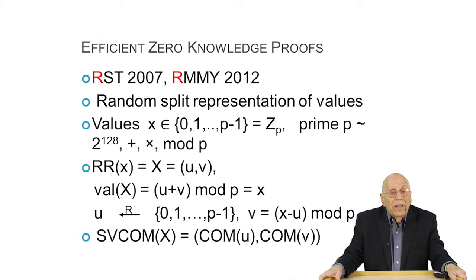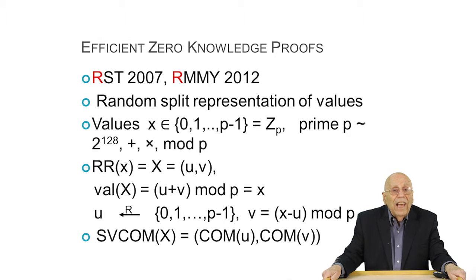Now note that each coordinate by itself is completely random, and if revealed on its own, gives us no information about the value x in question because of the complete randomness of u on the one hand and v by itself on the other hand. And Michael Rabin's 11th commandment is that in this split representation, you never reveal both coordinates. Always reveal at most one, either the left or the right coordinate.